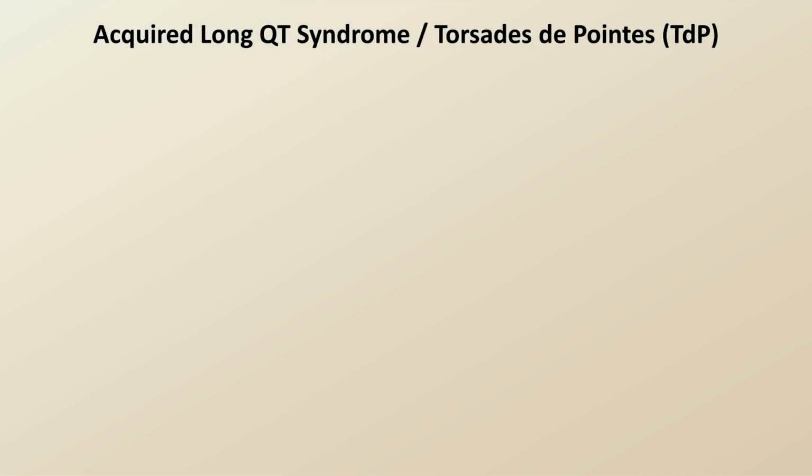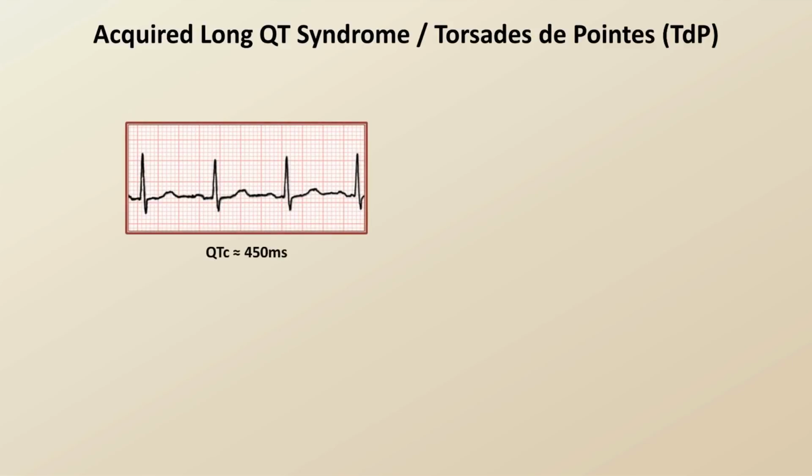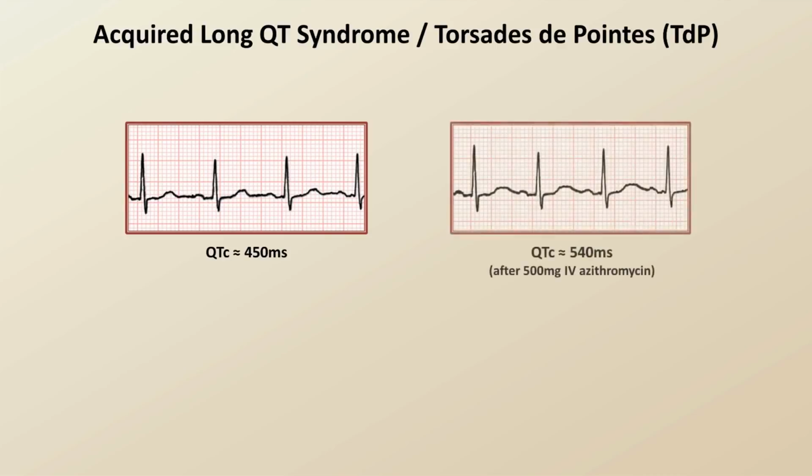Another concerning antibiotic toxicity is prolongation of the QT interval on EKG, leading to a potentially fatal heart rhythm called torsade. For example, here is a normal heart rhythm with a corrected QT interval of 450 milliseconds. And here is what happened immediately after administration of 500 milligrams of IV azithromycin. The time duration between the onset of the QRS complex and the end of the T wave has dramatically lengthened.